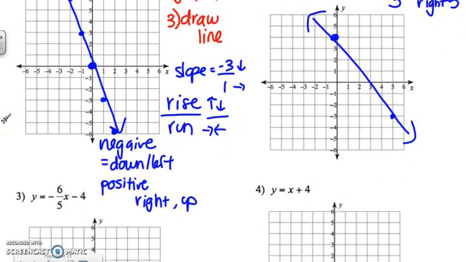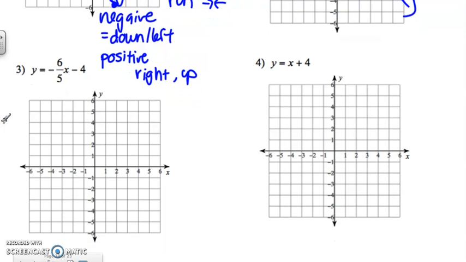Alright, let's look at number 3. So once again, I have a negative number with a fraction, so I'm going to put that with the top number and say my slope is negative 6 over 5. In words, that means down 6.